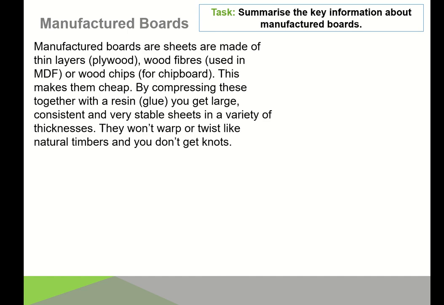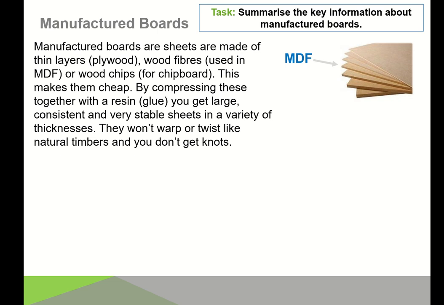So moving on to the third type, manufactured boards. Same process, read, watch, summarise in your own words. So manufactured boards are sheets made of thin layers like plywood, wood fibres, for example MDF, or wood chips like chipboard. This makes them cheap. By compressing these together with a resin glue, you get large, consistent and very stable sheets in a variety of thicknesses. They won't warp or twist like natural timbers, and you don't get knots.